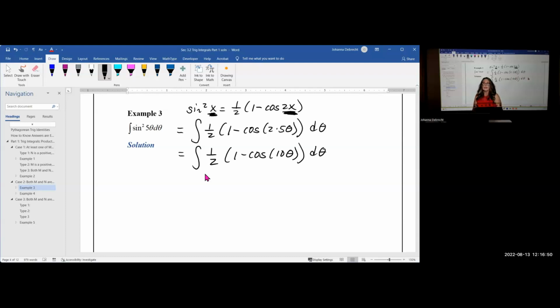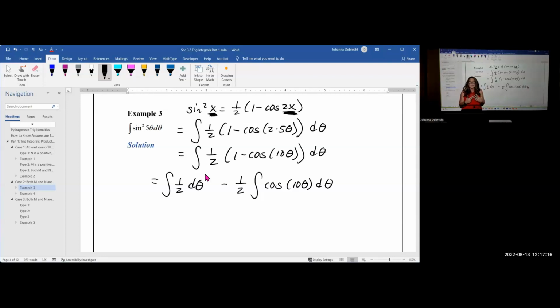All right, now, what do I do next? Well, distribute the 1/2, all right? Write it as 2 different integrals. So I have the integral of 1/2 d theta, which I can integrate immediately, minus 1/2, and I can pull the 1/2 out, the integral of cosine of 10 theta d theta. Now, you don't have to put parentheses around the argument, at least in my class, but it is good habit to put parentheses around the argument.